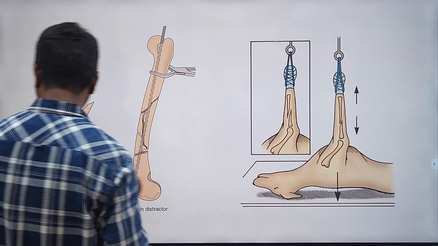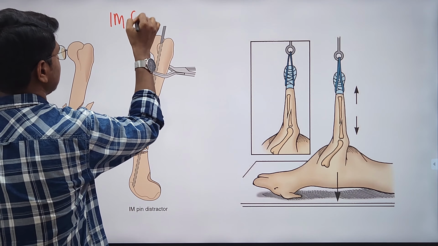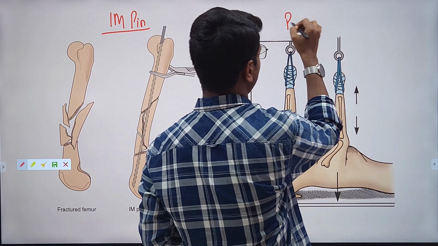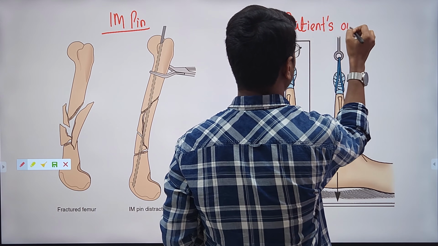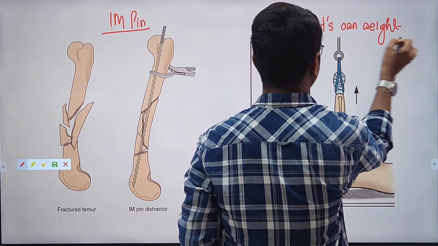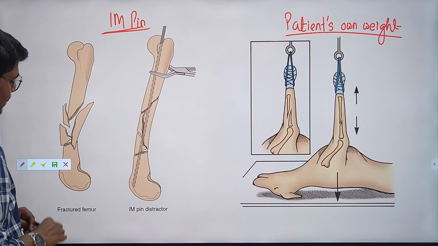So what are the techniques? There are two techniques. First technique is when you use an IM pin. The second technique is when you use the patient's own weight. So how is it done? Regarding the IM pin technique, this is an intramedullary pinning technique.